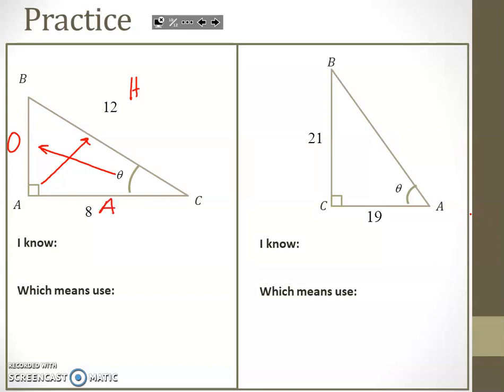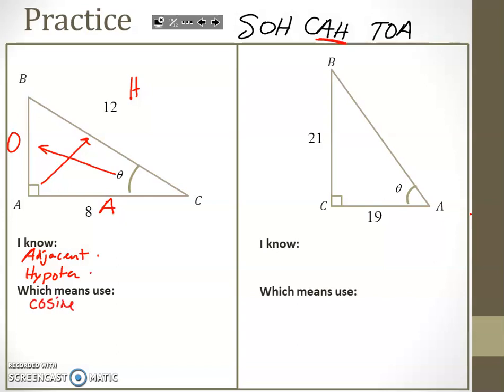So what do I know about this triangle? Well, I know my adjacent side is 8, and I know that my hypotenuse is 12. I'm not writing all that out. I'm thinking back to our SOHCAHTOA. If I see adjacent and hypotenuse, that tells me that I'm going to be using my cosine.